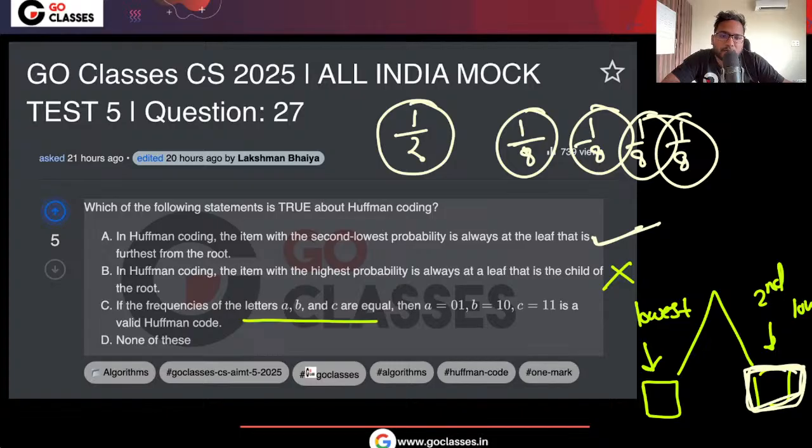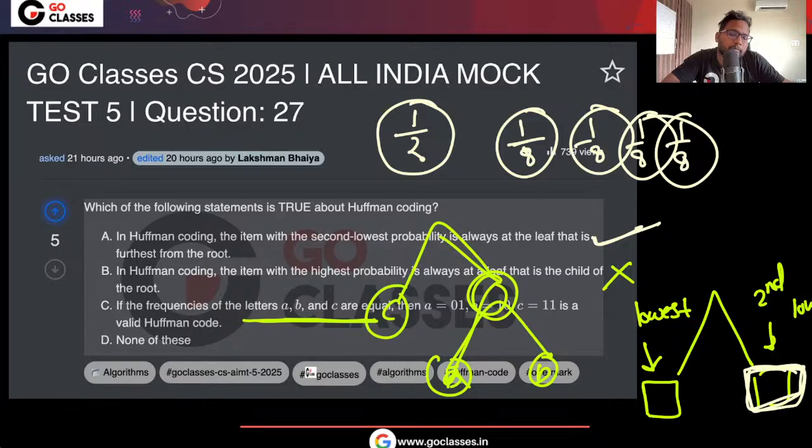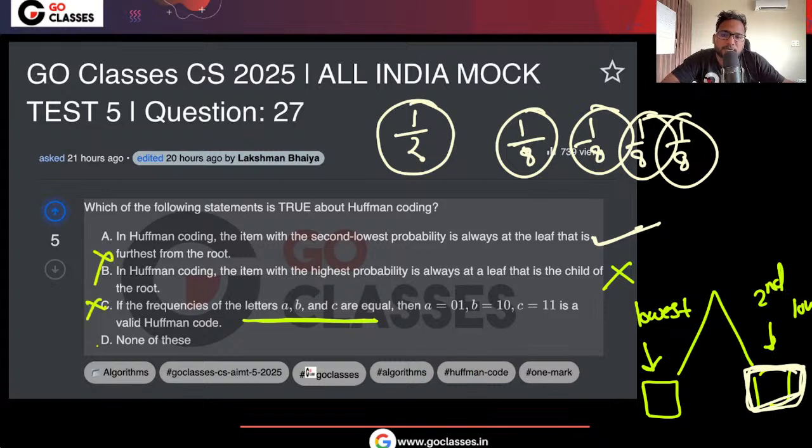If the frequencies of the letters are equal, then ABC is a valid Huffman code. If there are just 3 letters, then A and B will be merged, and then C will be merged like this, right? So basically any two will be having codes like 0 1, 0 0, but C will be having just one. So that is why this is false. So this is false, this is false. So A is the correct answer here.